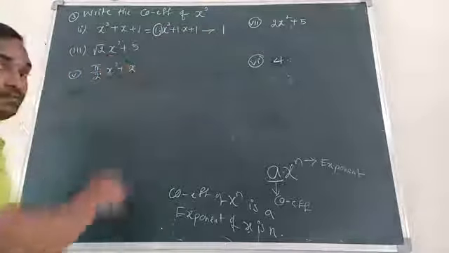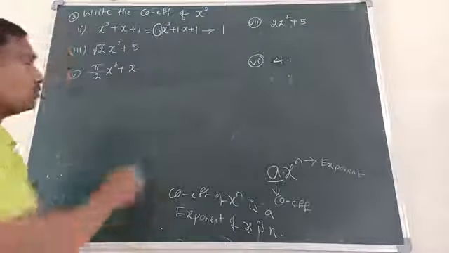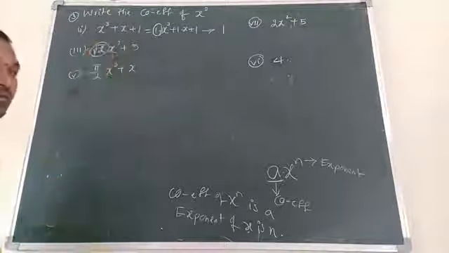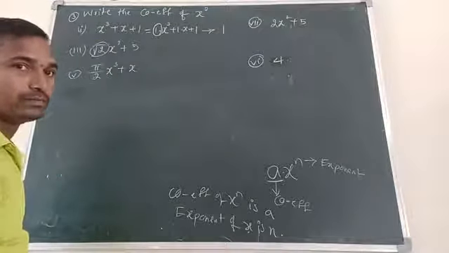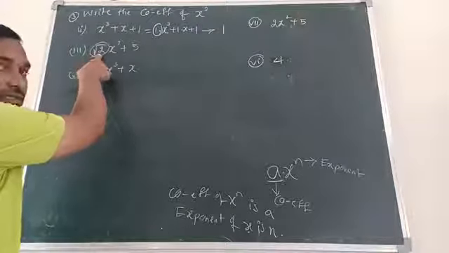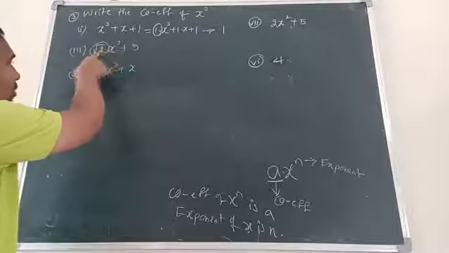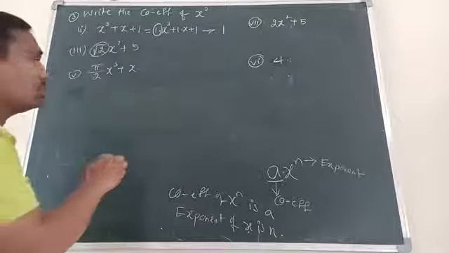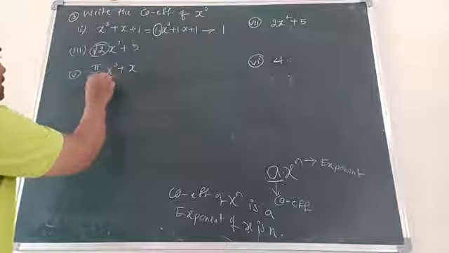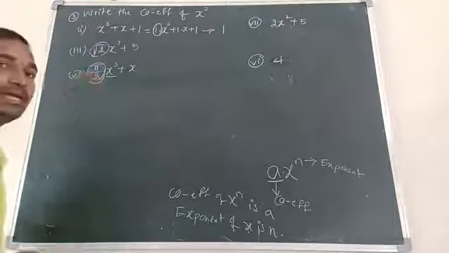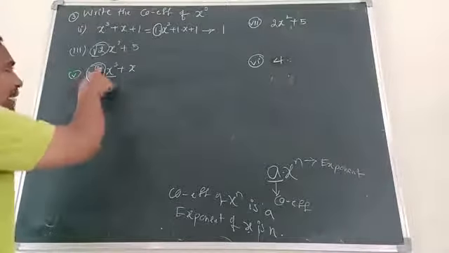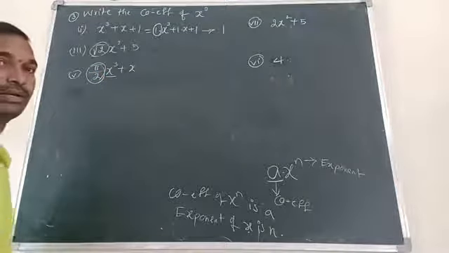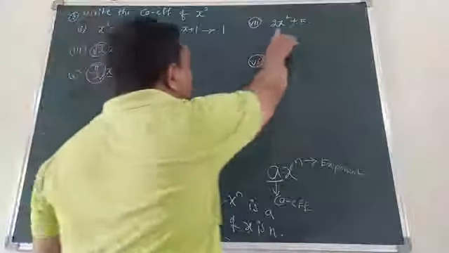Here root 2. What is the coefficient of x cube? Root 2. This is the coefficient. X cube coefficient is root 2. Here x cube term, what is the coefficient? Pi by 2. This is called pi. Pi by 2.